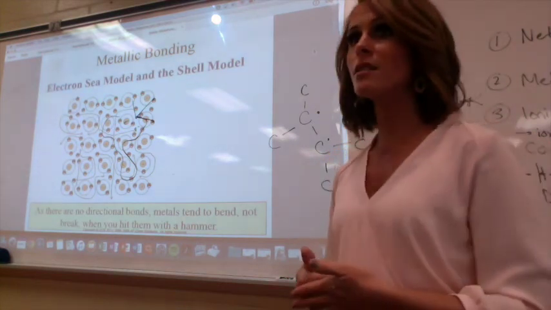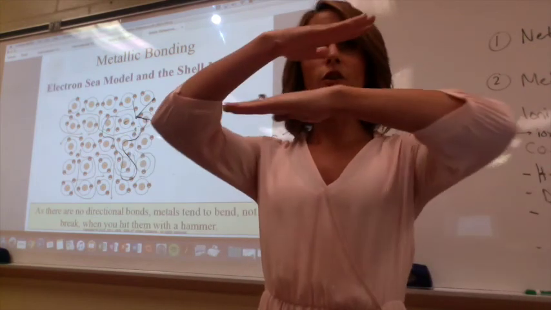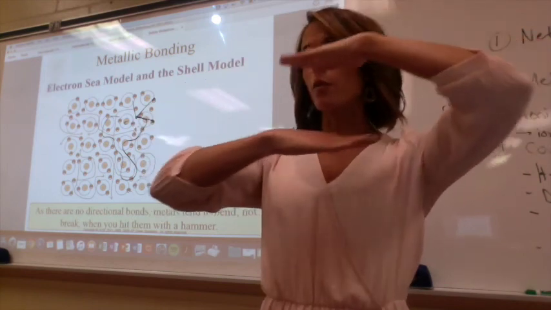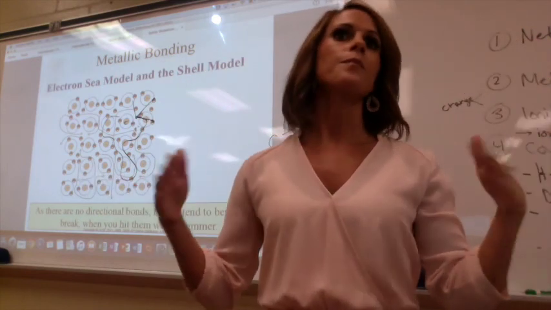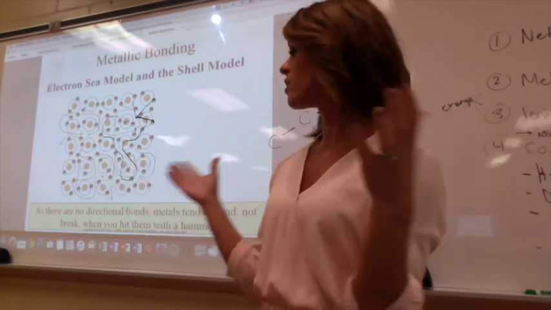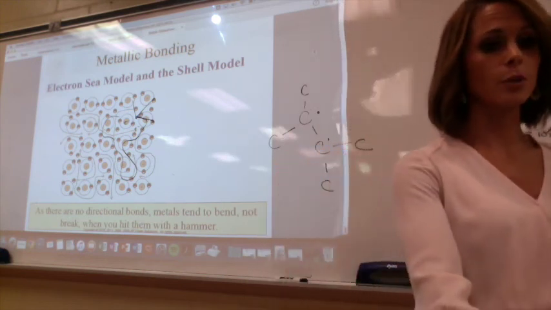Metals tend to bend. They don't shatter if you hit them with a hammer. Because ionics, right, you have positive and negatives, and if you hit them with a hammer, they adjust, and then they repel each other, and then they shatter or break. But in this case, the electrons are moving all around. They're attaching to all the positive nuclei, so they're likely to just bend and be moldable.